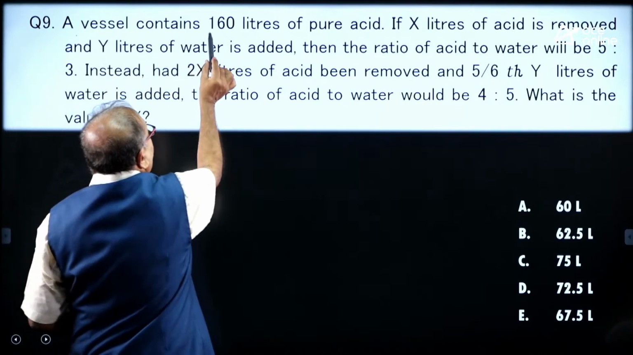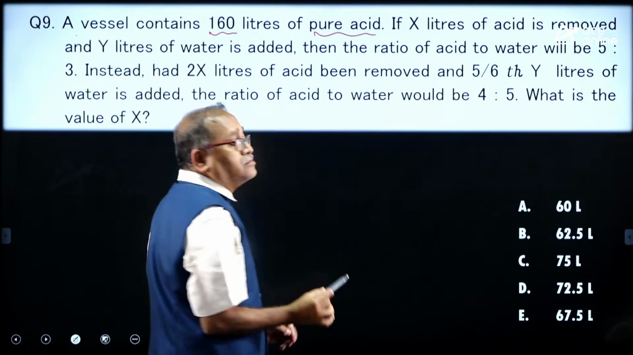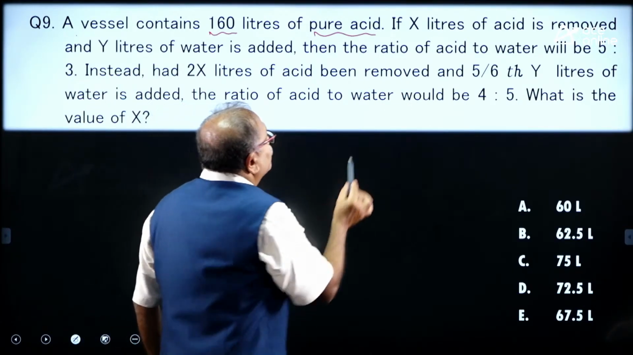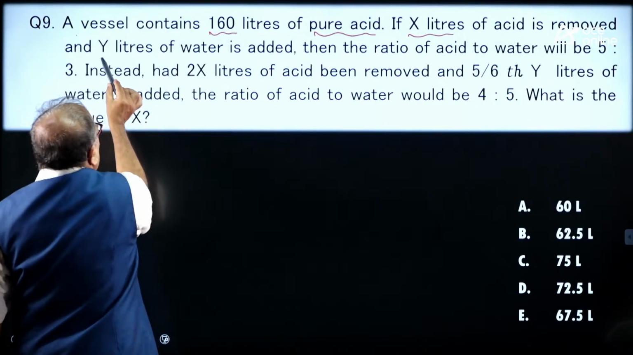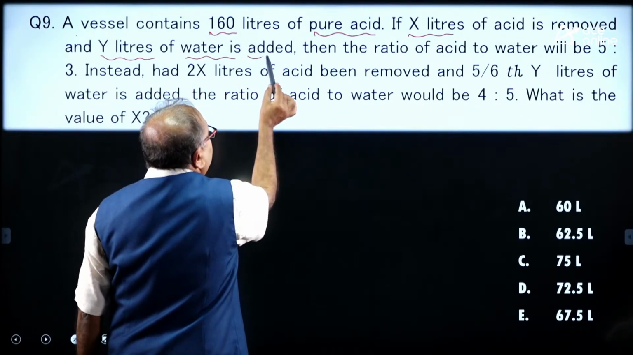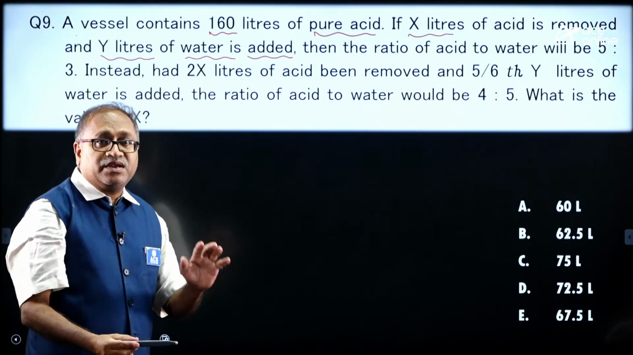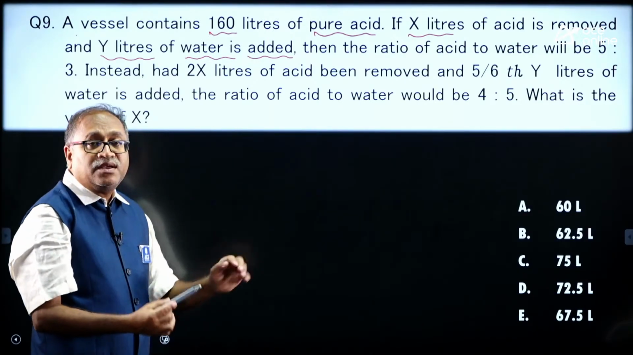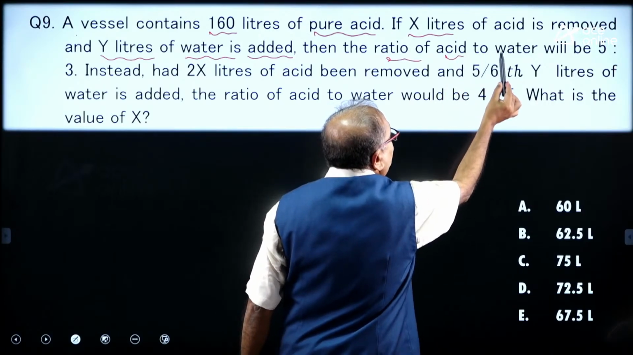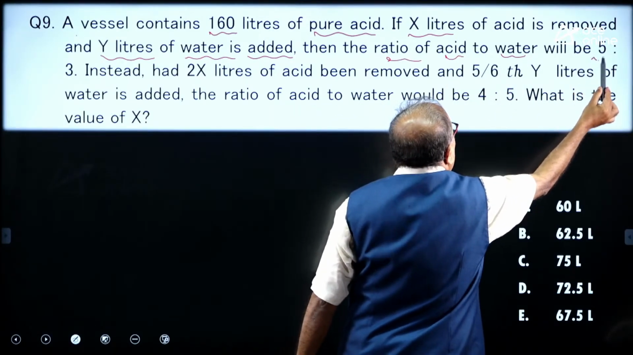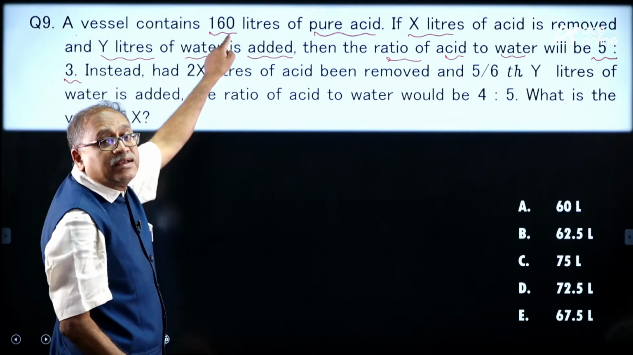A vessel contains 160 liters of pure acid. X liters of acid is removed and y liters of water is added. You know, in the exam we do not get very direct questions. We get a few questions, but most of the questions take a little logical approach. Then the ratio of the acid to water becomes 5:3. Initially only pure acid was there.